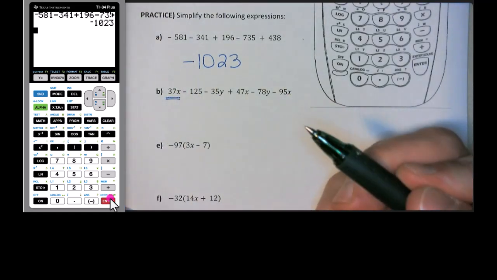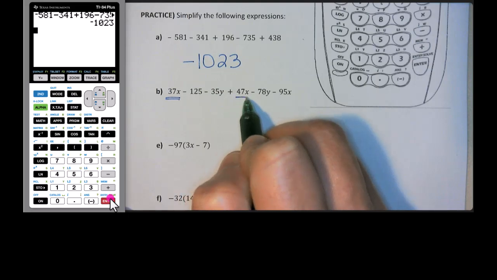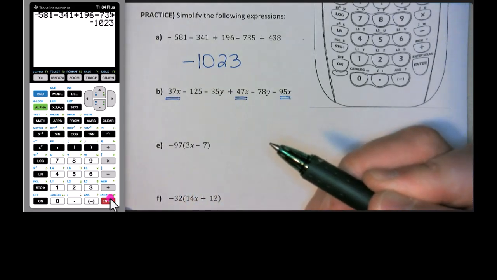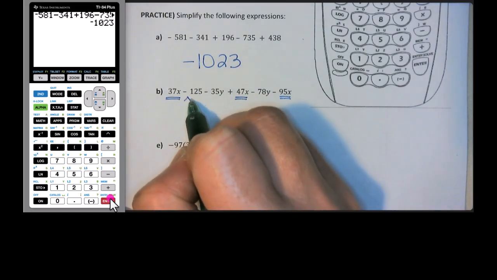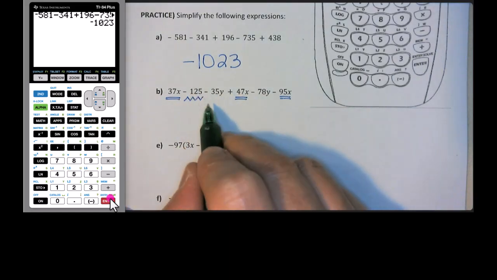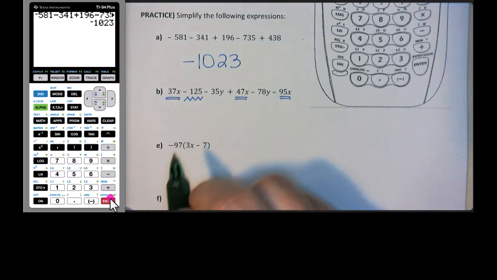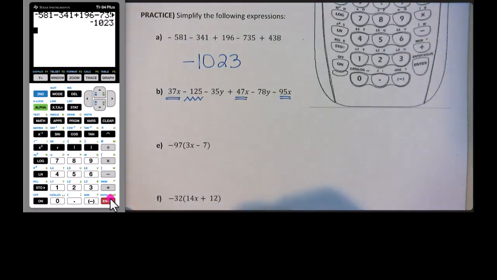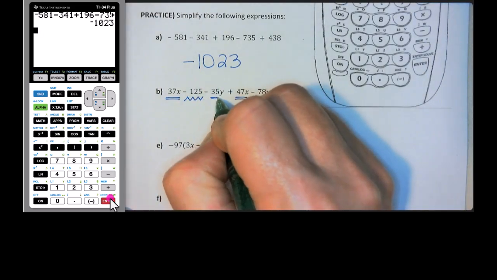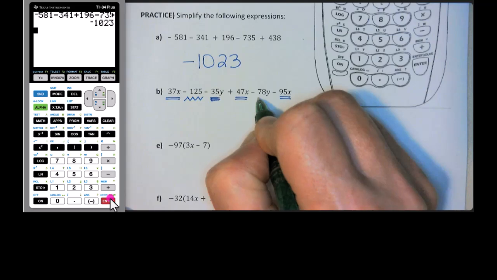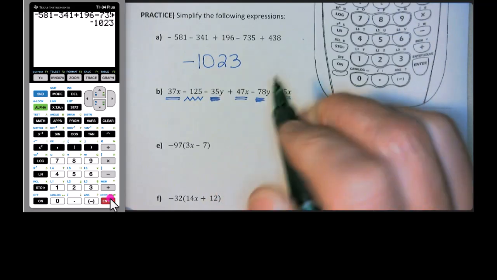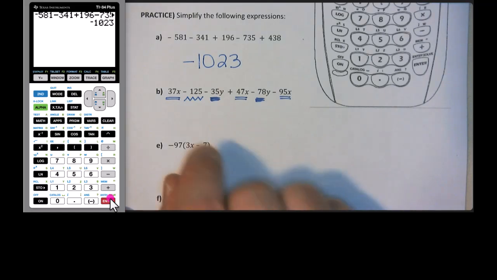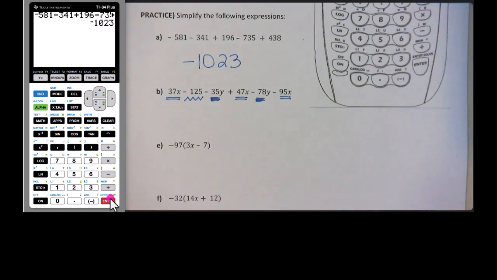Now let's do the next one. Next one we do 37x. I'm going to combine with 47x. And also we have negative 95x. The negative 125, there's nobody that is like negative 125. There's no number that does not have a letter, only 125. But for the 35y, I can combine with negative 78. So first, I underline the ones that I can combine. So let's do now the operation on the calculator.